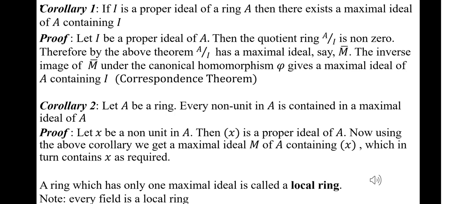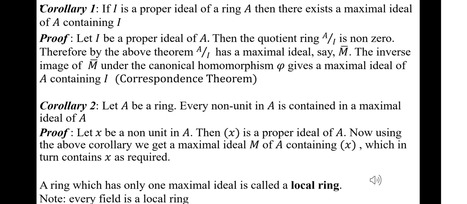And if the ideal generated by X is a subset of M, then of course the generator X will also be in M. That says we have found a maximal ideal which contains this non-unit as an element. Thus we have justified that every non-unit in A is always contained in a maximal ideal of A.